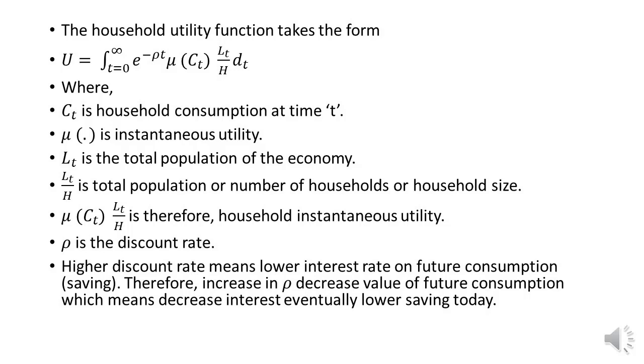L_t is the total population of the economy. All the individuals, their number is the population, which is L at time t. And L_t by H is the total population divided by the number of all the households in the economy, and this ratio is actually the average household size in the economy. U(C_t) times L_t by H is therefore the household's instantaneous utility, which I will talk about later.